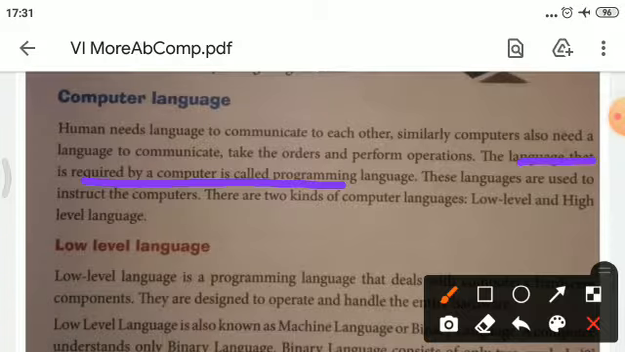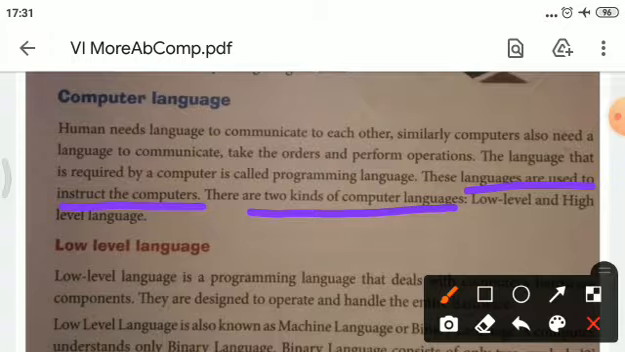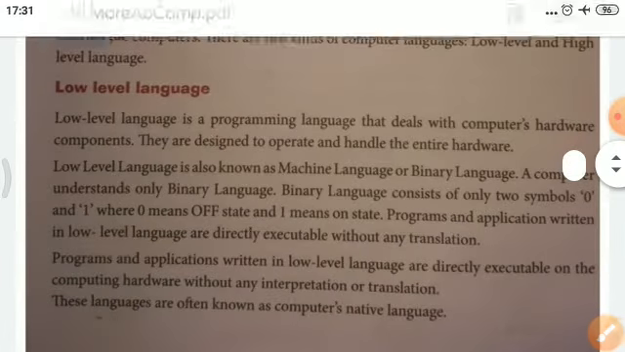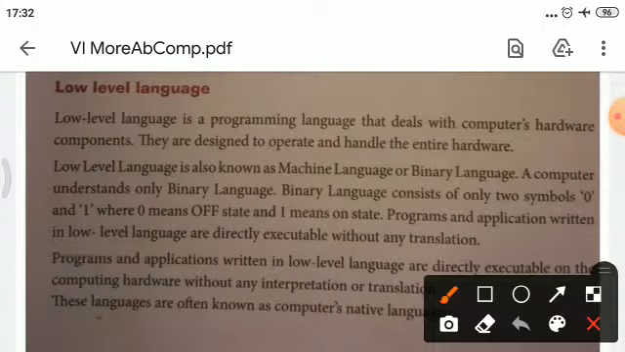And next, students, languages are used to instruct the computers. There are two kinds of computer languages: low level languages and high level languages. Here, first is low level languages.